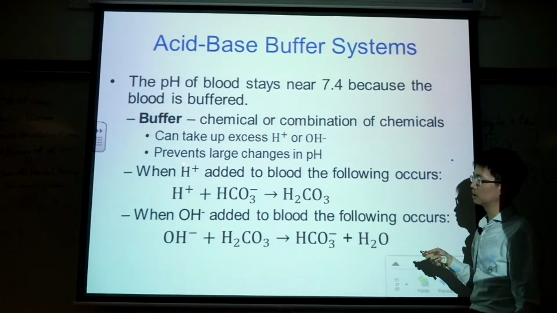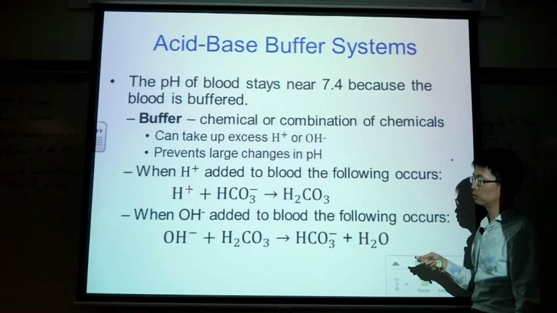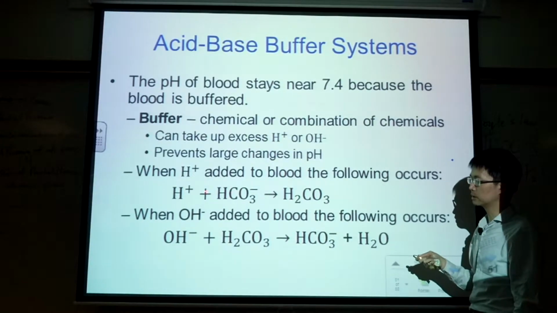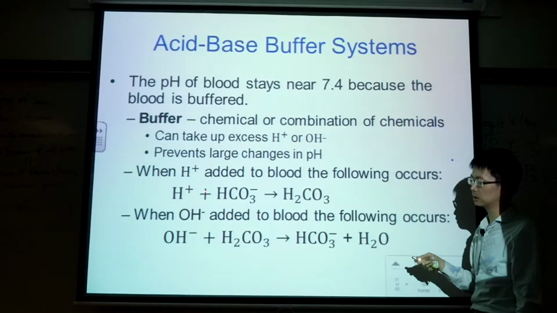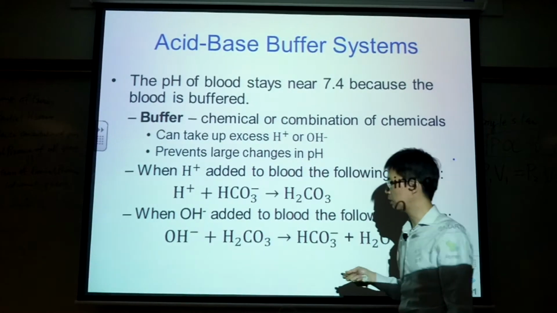So what happens when your blood becomes more acidic, meaning that when your blood has more hydrogen ion in the blood, it will combine with the bicarbonate ion, and then they will form carbonic acid. Therefore, in this case, the bicarbonate ion can absorb the excess hydrogen ion. But if your blood becomes more basic, what will happen?